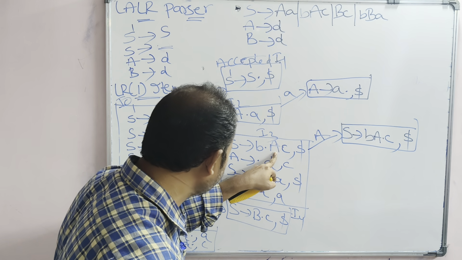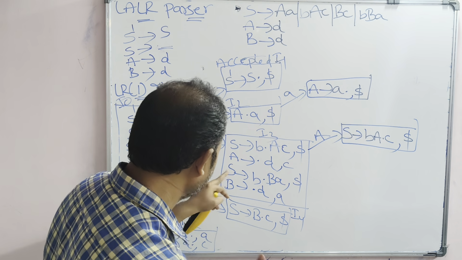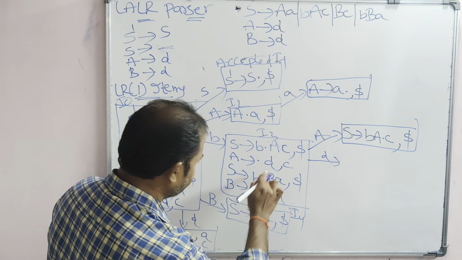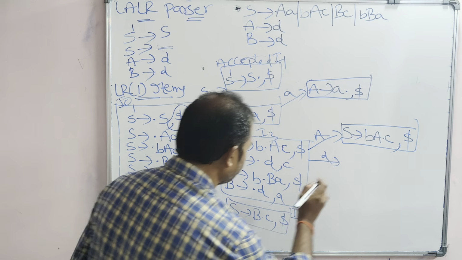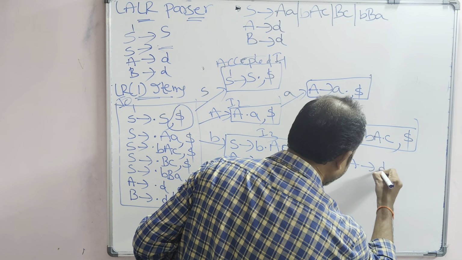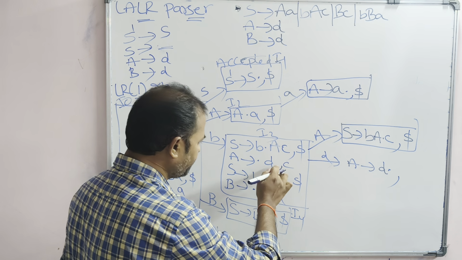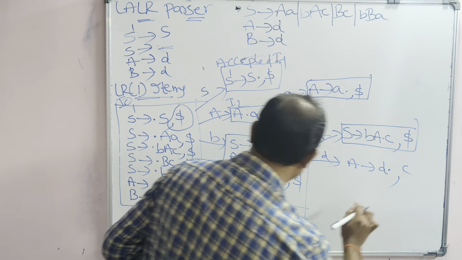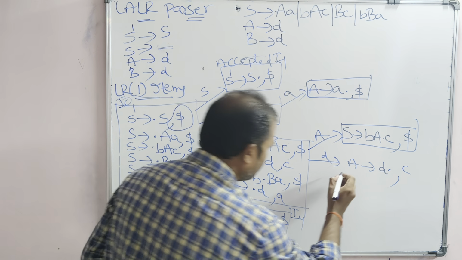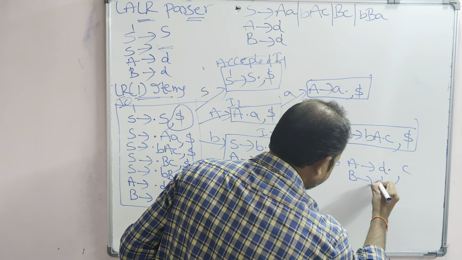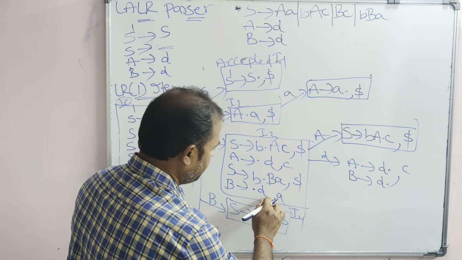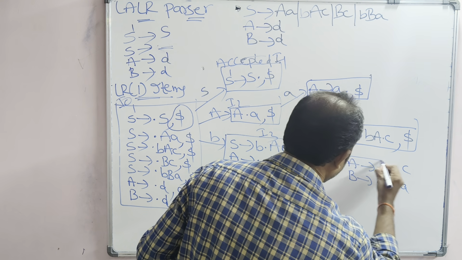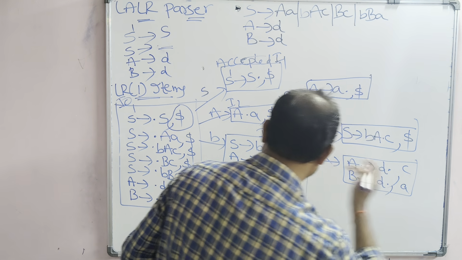So this is the only production which is containing A after dot. Next, apply D. We have two productions which contain D after the dot. So A produces D dot, the dot is shifted one position to the right, keeping the look ahead as it is. There is no non-terminal after the dot. Here also B produces D dot, shift dot one position to the right. Look ahead is A.